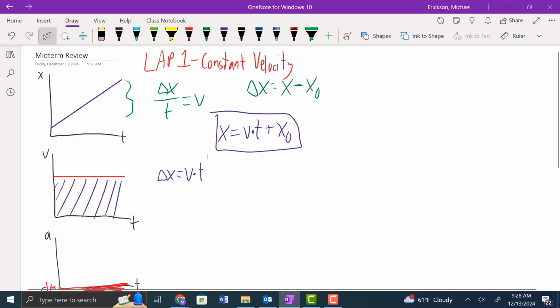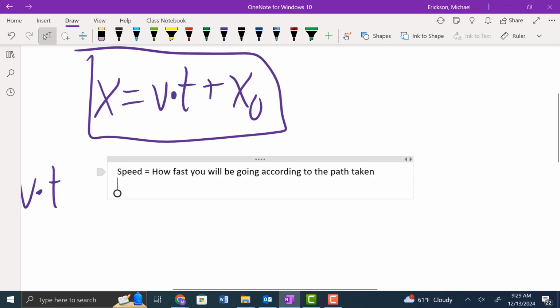I'm just going to write out some terms though, just so we're all clear. So the first term I want to talk about is speed. Speed is how fast you will be going according to the path taken. And what I mean by that is, essentially speed is equal to distance over time. And distance is the actual path taken. Distance is a scalar term. Because distance is a scalar, so is speed.